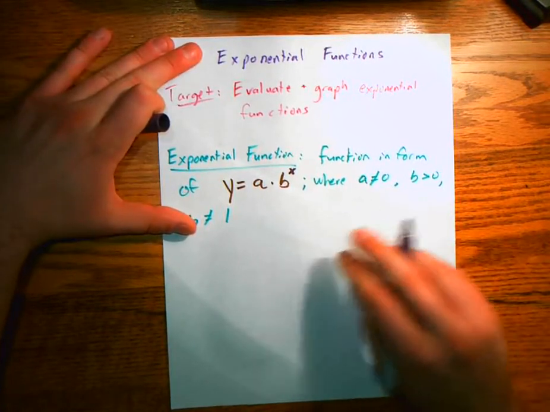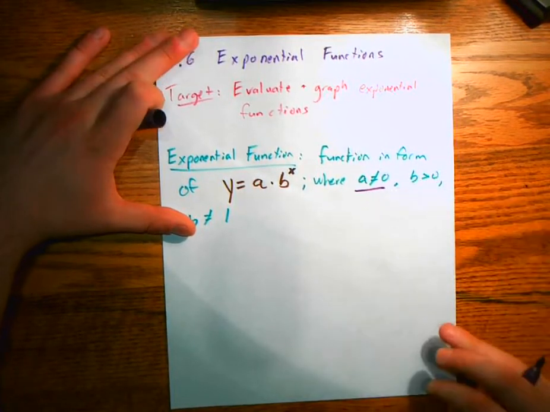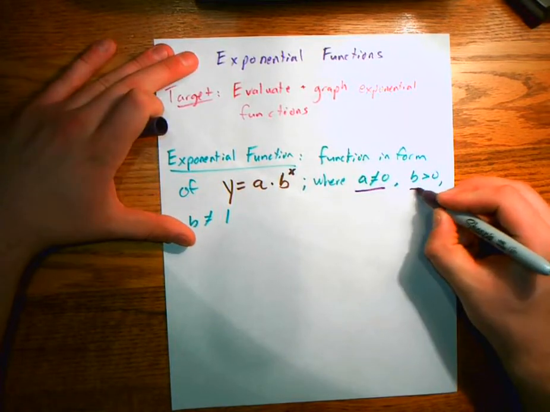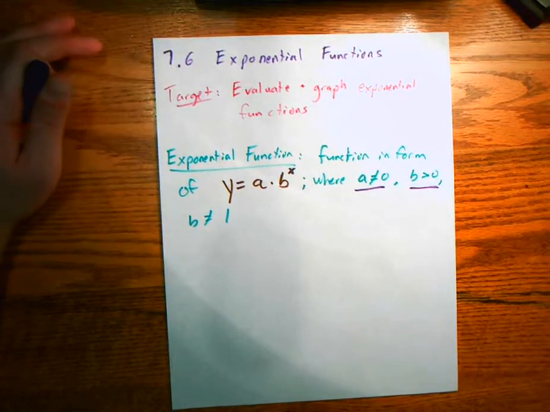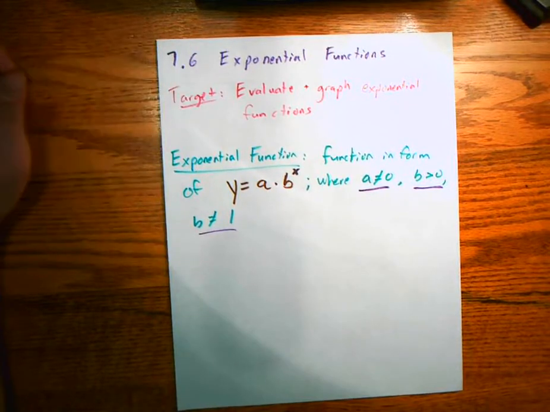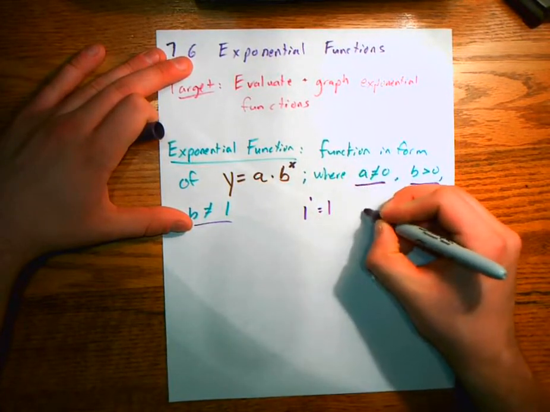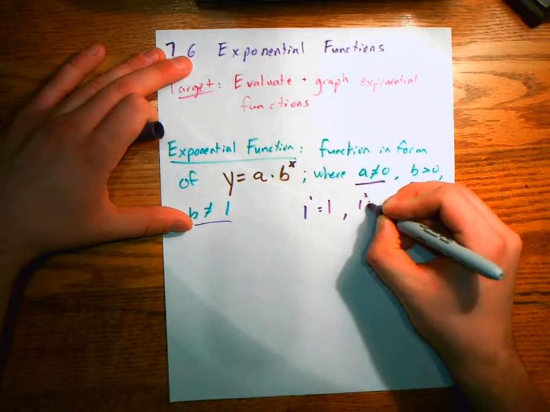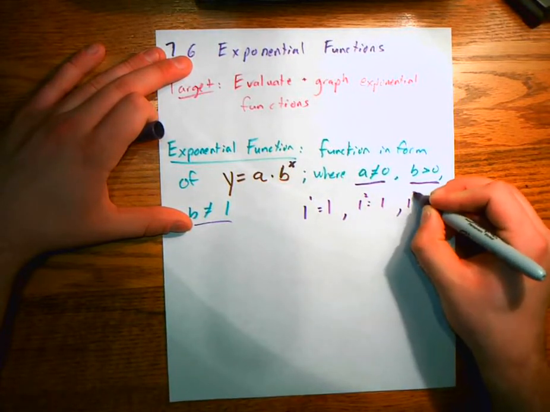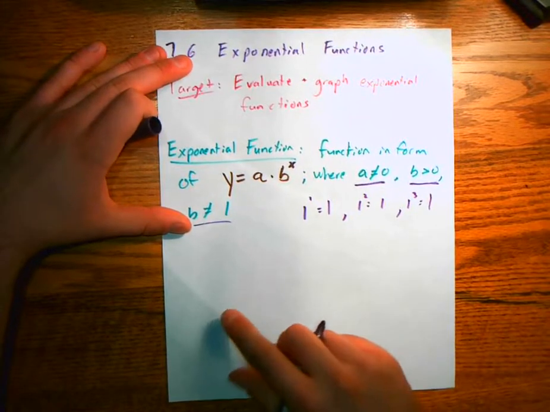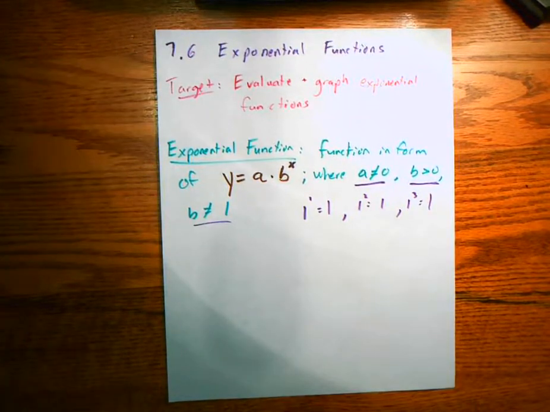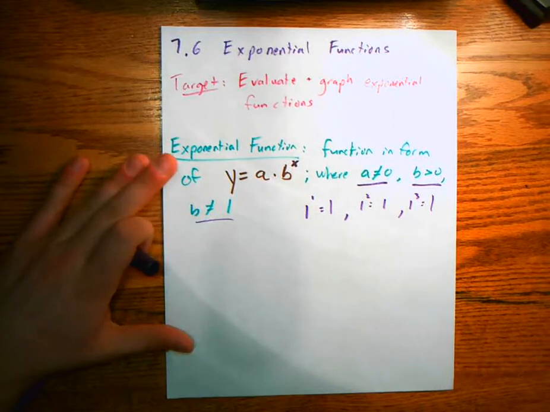Some restrictions on what a and b can equal: a is not allowed to be 0, and b has to be positive or greater than 0, but it can't equal 1. The reason why b cannot equal 1 is 1 raised to any number is always going to equal 1. So there's really no point in having an exponentially increasing or decreasing graph if all the points are just going to equal 1.